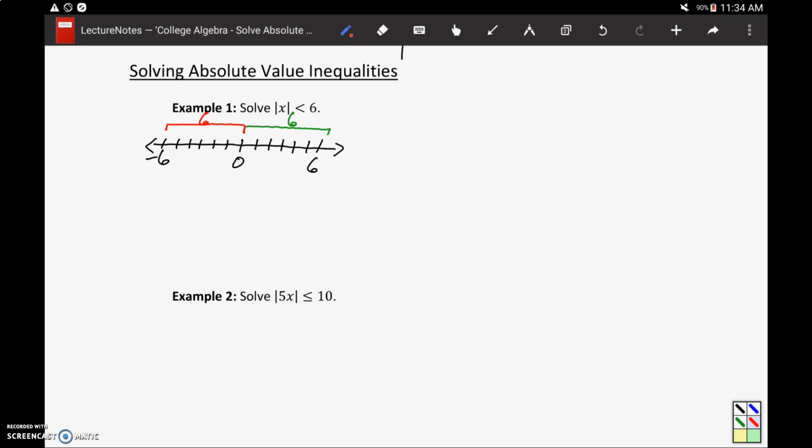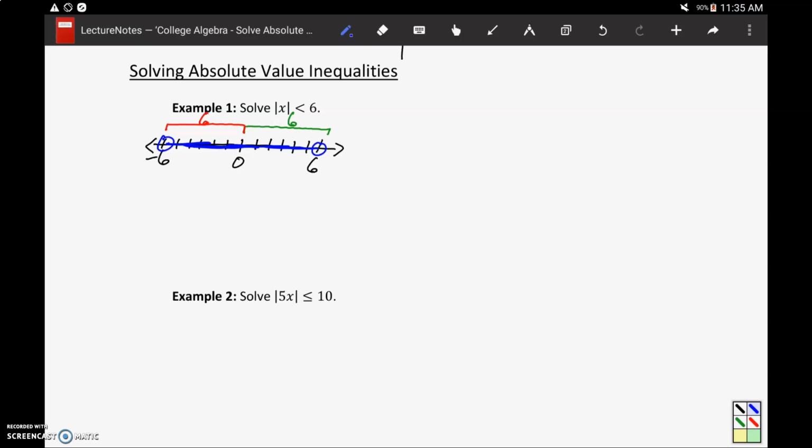So if we want all numbers that are less than 6 units away from 0, we want all values between -6 and 6. And then we just need to think about what kind of indicator we need at 6 and -6. Since we have a strict inequality, in this case we would want open circles, again indicating that 6 and -6 aren't included as part of the solution, but all values in between are included.